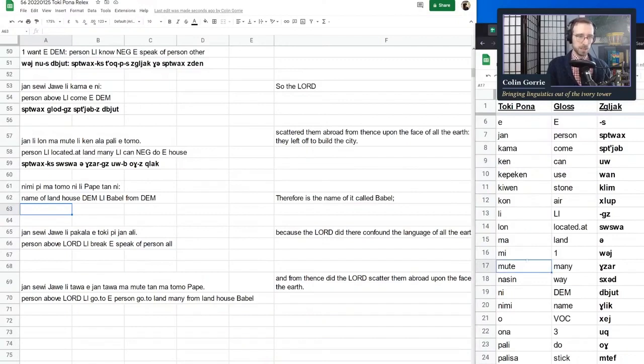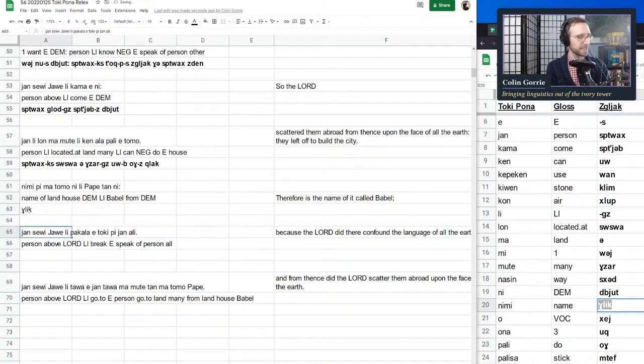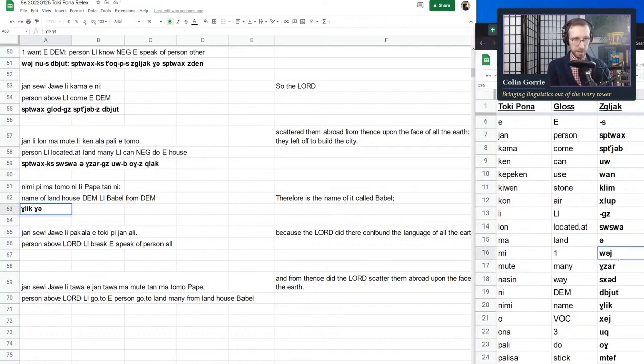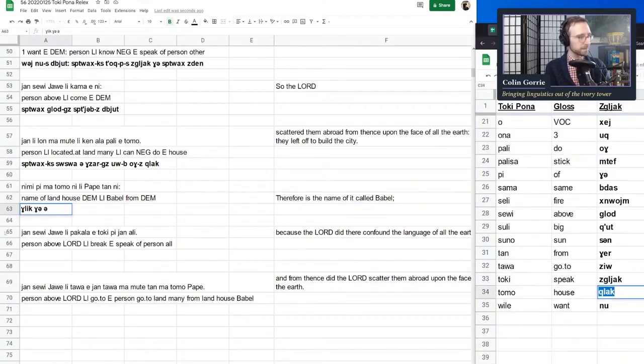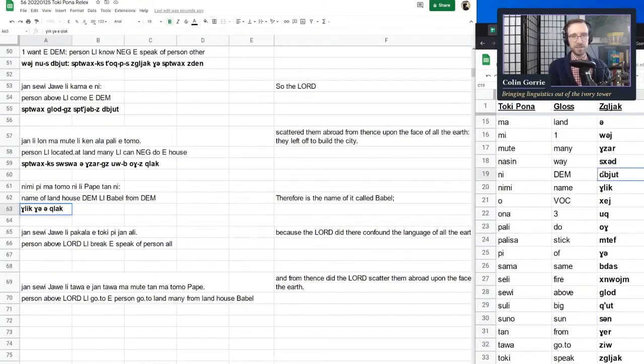So let's just go and relexify this sentence. So we have, instead of nimi, we have glik. Instead of p, we have r. Instead of ma, we have a. Instead of tomo, we have clock. Instead of ni, this demonstrative, we have debut. Instead of Babel, so this is getting Toki Ponified as pape.